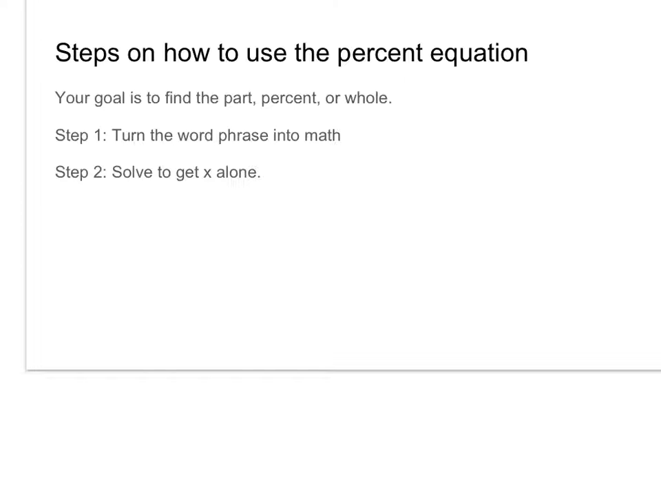Your steps on how to use the percent equation: your goal is to find the part, the percent, or the whole. In order to do that, you turn the word phrase into math. So you're writing an equation or an expression, and then you're trying to get the variable alone. And when you get your variable, or x, alone, you need to do the opposite.